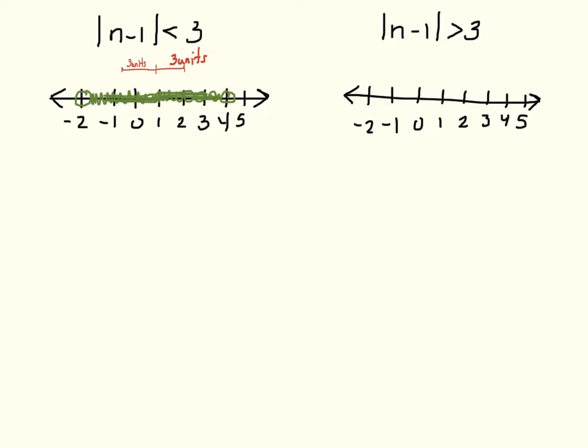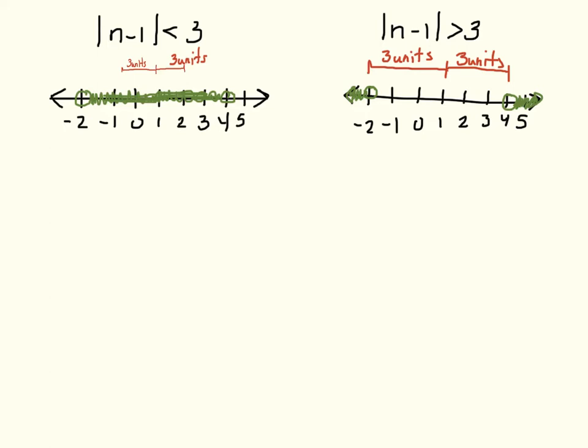Now let's look at our next example. We're still looking at 3 units away from 1, which is still going to give us negative 2 to 4. But now, the absolute value of n minus 1 is greater than 3 represents all numbers whose distance from 1 is greater than 3 units. So greater does not mean equal to, so we still have our 4 and our negative 2 open circle. But now we have to have distances that are greater than 3 units. So we would shade outward.